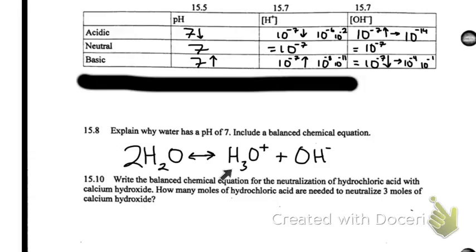But this is why water is neutral, because the H3O+ is always canceled out by an OH-, and they would just form two water molecules. So that will always keep them neutral.